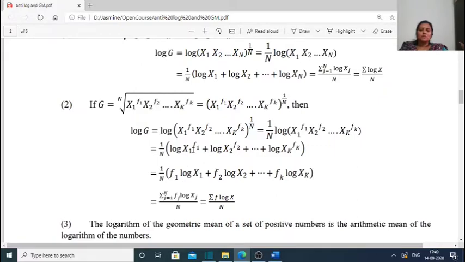Since log a raised to b is b log a, this is f1 into log x1 plus f2 into log x2 plus etc. fk log xk, which we can write as sigma j equal to 1 to k fj log xj by n, which is equal to sigma f log x by n. So the logarithm of the geometric mean of a set of positive numbers is the arithmetic mean of the logarithms of the numbers.